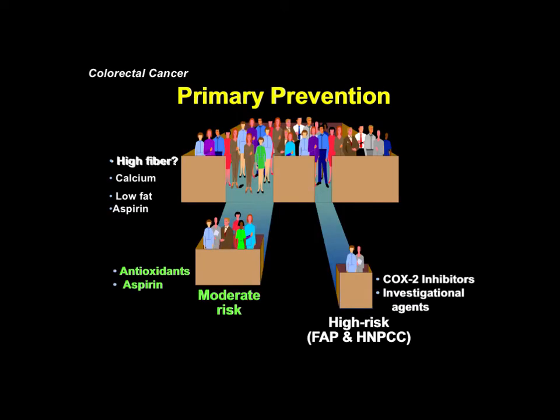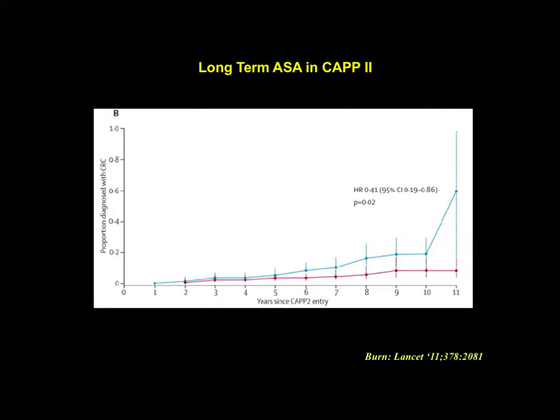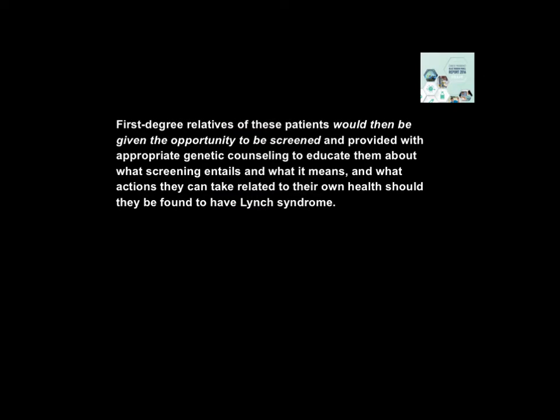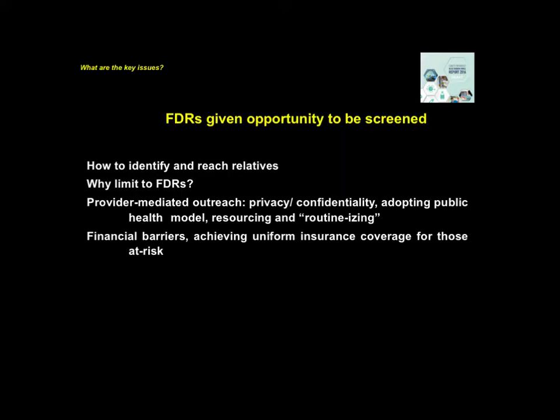I'm going to leave primary prevention to John Byrne, and he must have this slide at least 3 or 4 times in his talk, and I'll let him do that. One of the things that I want to get on a soapbox about, one of the recommendations from the Blue Ribbon panel: first-degree relatives of these patients found to have a mismatch repair mutation should be given an opportunity to be screened and provided with genetic counseling to educate them about what screening entails, what it means, what actions they can take. Well, so the problem is, how do we reach these relatives?